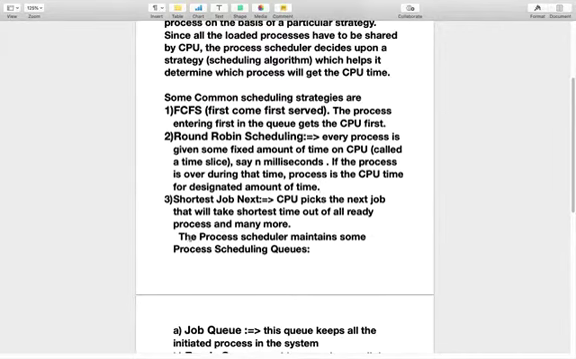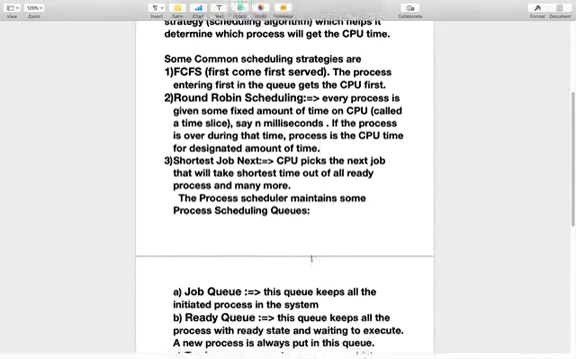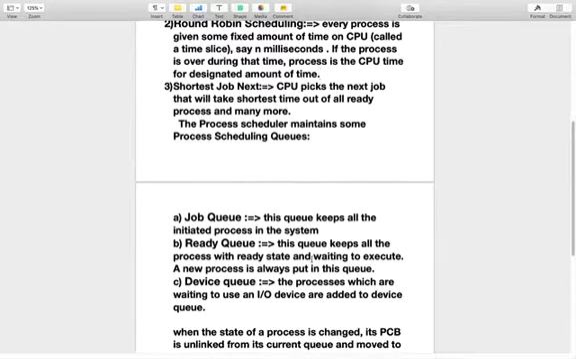The process scheduler maintains some process scheduling queues. So what are the scheduling queues? There are 3 types of scheduling queues. First is the job queue. This queue keeps all the initiated processes in the system. The processes which are initiated are stored in this job queue.